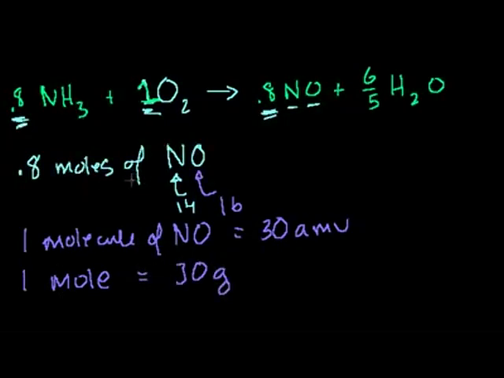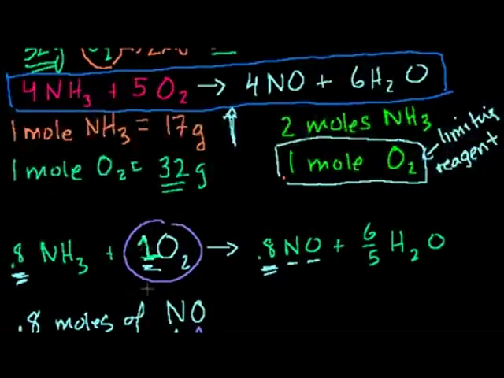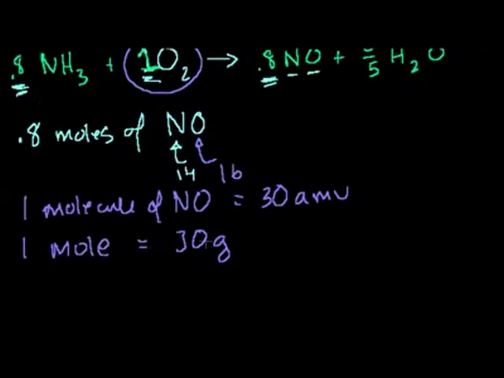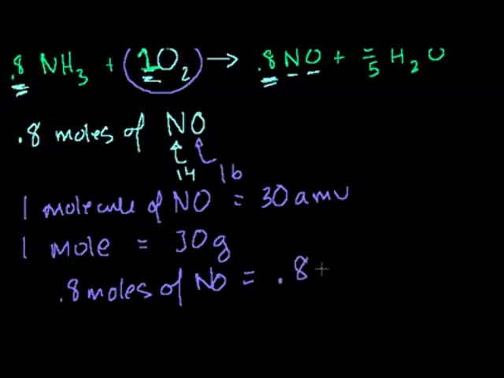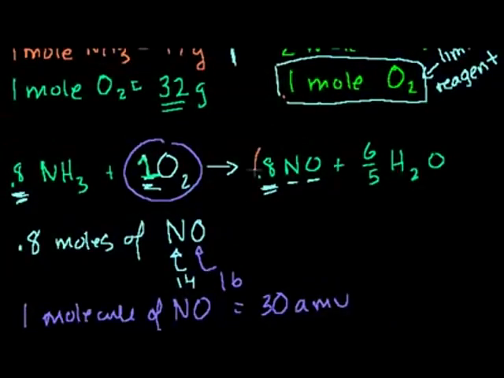And how many moles are we producing in this reaction? Because oxygen was the limiting reagent, we only had 1 mole of oxygen here. Because of that, we can only produce 0.8 moles of nitrogen monoxide. So 0.8 moles of nitrogen monoxide, where 1 mole is 30 grams, so 0.8 moles of NO is equal to 0.8 times 30, which is 24 grams. So we're going to be able to produce 24 grams of nitrogen monoxide.